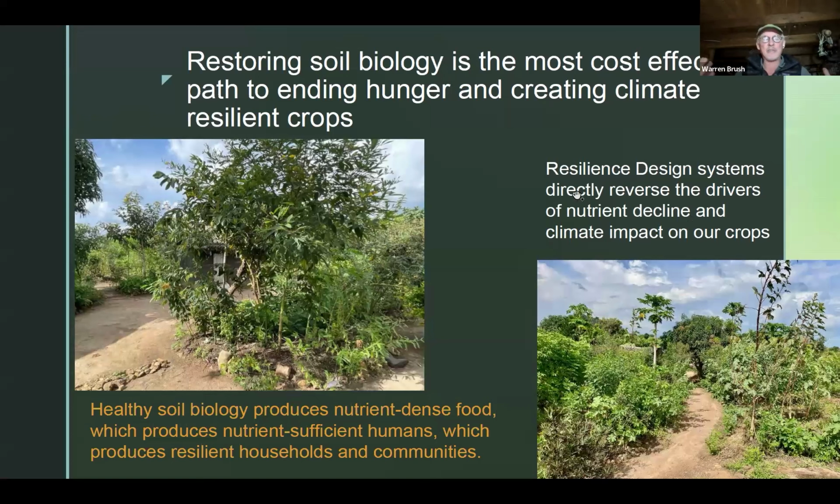And then as you start to step back in looking at what is the most cost-effective way to end hunger and create climate resilience crops, what we can see is that it's actually developing and restoring the soil biology. And so the way we work in resilience design, we're focused on the soil biology as one of the core components of how we're actually developing our systems.